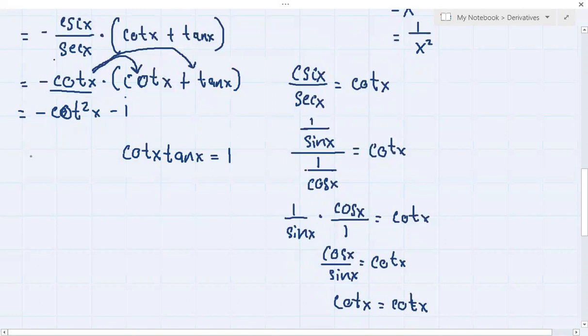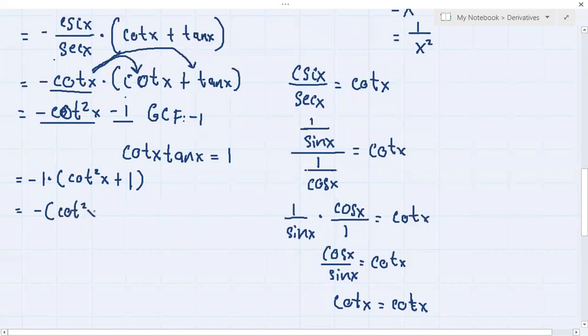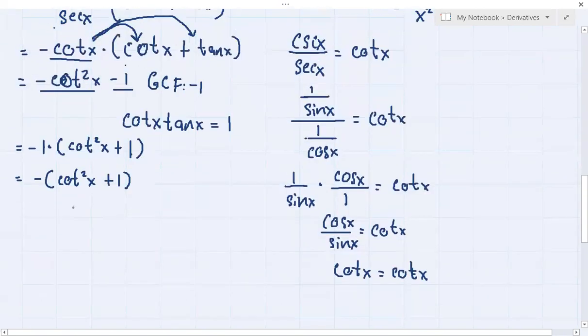Okay? So are we done? Nope, we can still simplify this one. Pwede pa. Both of these terms are divisible by negative 1. At yan yung greatest common factor nila, si negative 1. So pwede itong ilabas si negative 1. So negative 1 times quantity cotangent squared of x plus 1. So negative 1 times quantity cotangent squared x plus 1, magiging negative quantity cotangent squared of x plus 1. Ganyan siya. Okay?